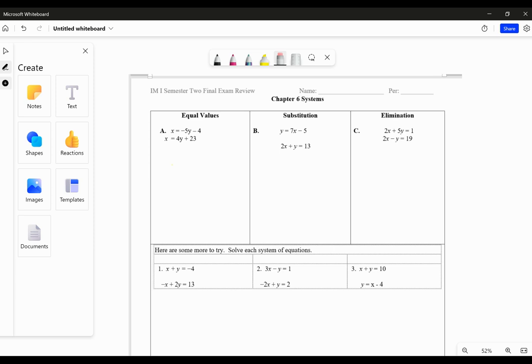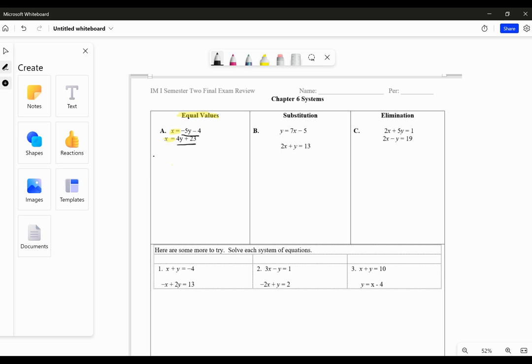So the first one for chapter 6, systems of equations, we have three different ways we solve systems. We have the equal values method, substitution, and elimination. So for the equal values method, this one right here, we are looking for where x or any kind of variable in itself is equal to the rest of the equation. So here I have an x equals and an x equals. And because I have those two, I'm going to set this part equal to this part here. So let's go ahead and do that now.